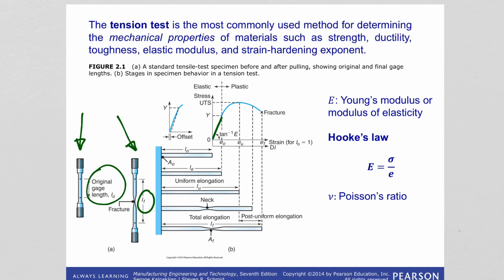Since the specimen elongates in proportion to the load, there is a proportionality constant given by the slope in that region. This slope is the elastic modulus, or Young's modulus, or modulus of elasticity, and it is defined by Hooke's law. The relation between applied stress and strain is given by the elastic modulus.